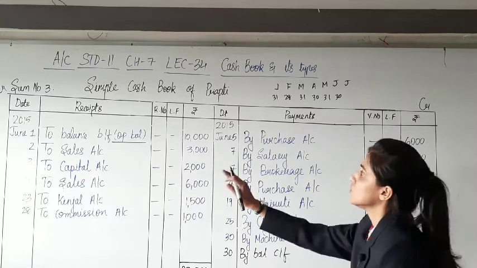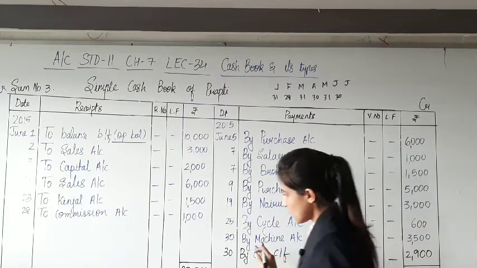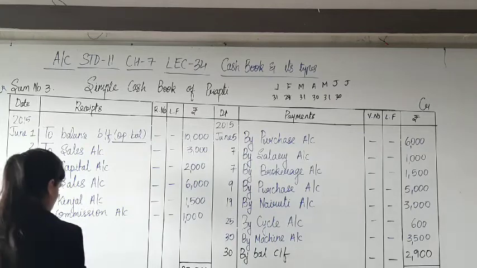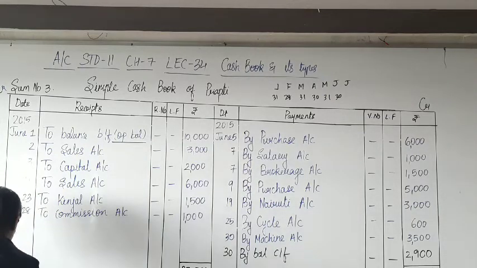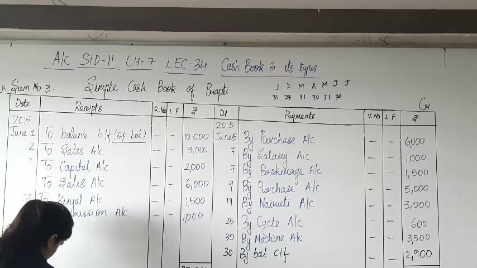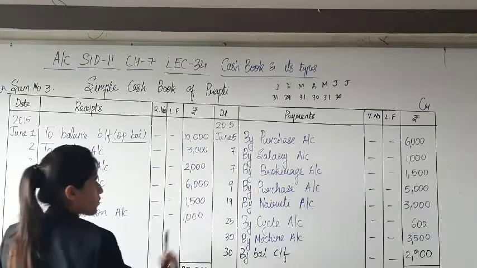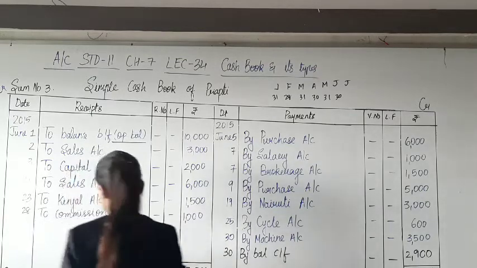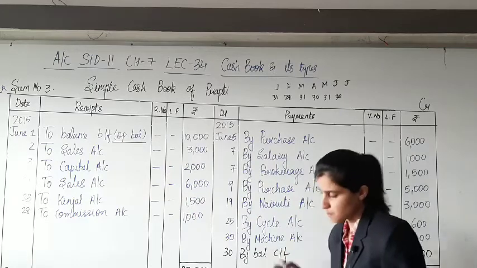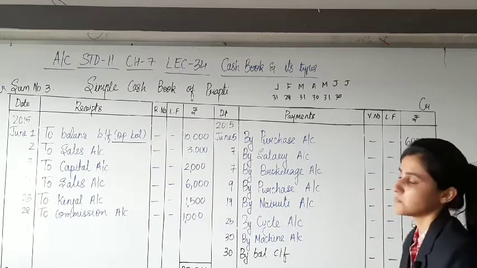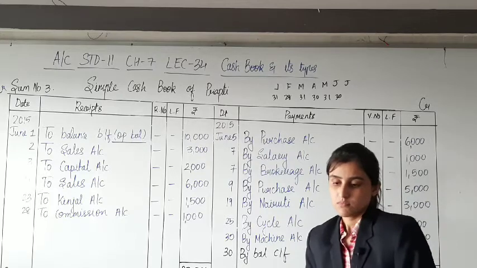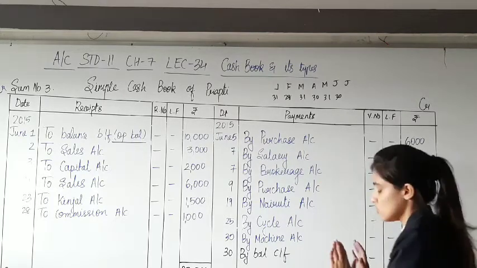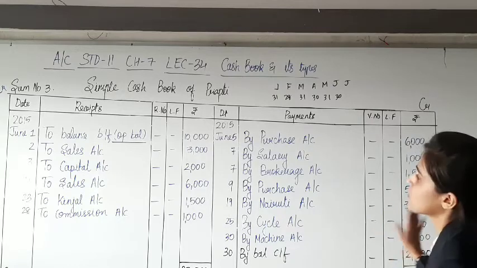So after June, it is July. So on 1st of July, if you can see here, I will write down 2015. July 1st, to balance brought forward, this will become the opening balance, 2,900, and the sum is completely done, perfectly done. Yeah, this is how you are going to solve a sum of cash book.